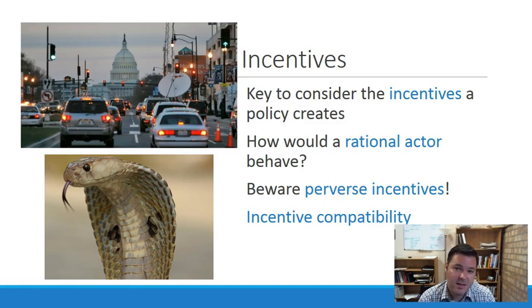Incentive compatibility is essentially the idea that a rational actor acting in his or her own self-interest will do the thing that is desirable for everybody. It is a way of overcoming a collective action problem. We want people acting in their own self-interests to have the socially desirable behavior.